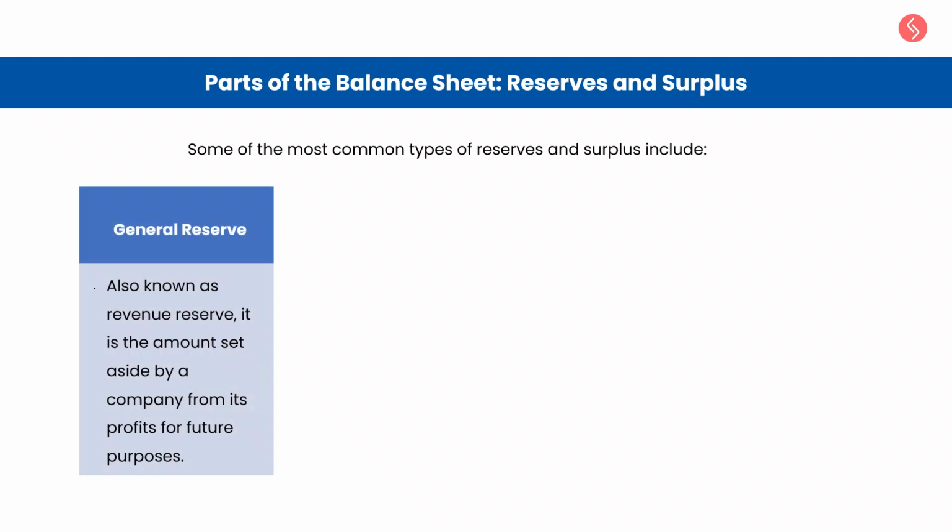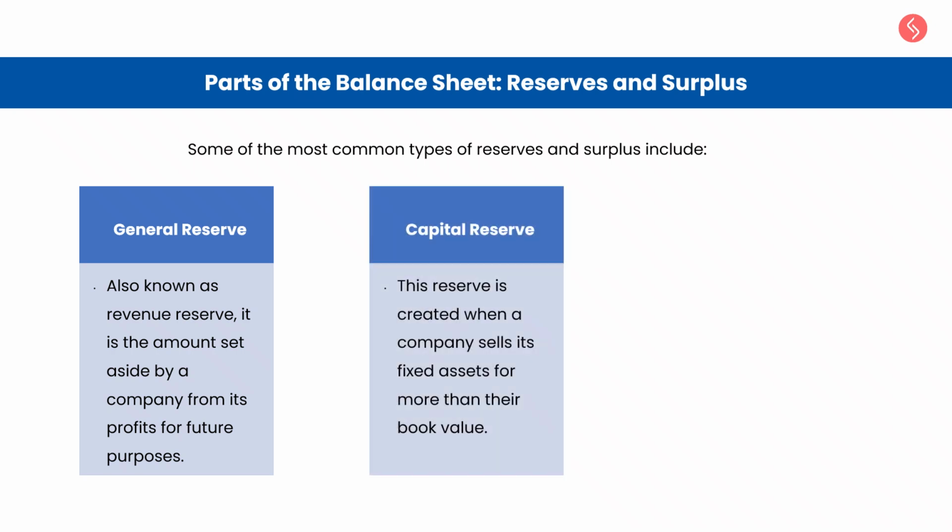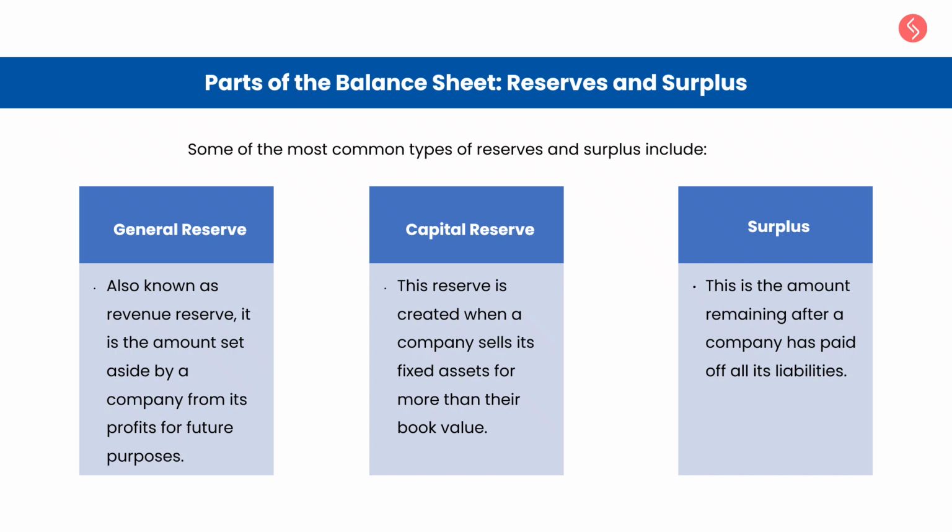Also known as revenue reserve, it is the amount set aside by a company from its profits for future purposes. Capital reserve. This reserve is created when a company sells its fixed assets for more than their book value. Surplus. This is the amount remaining after a company has paid off all its liabilities.